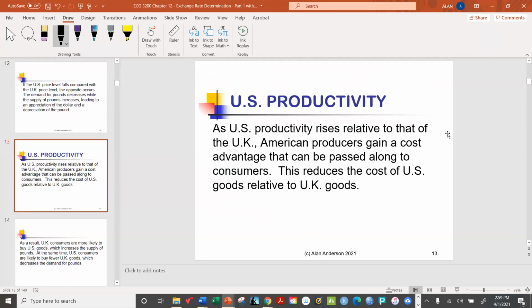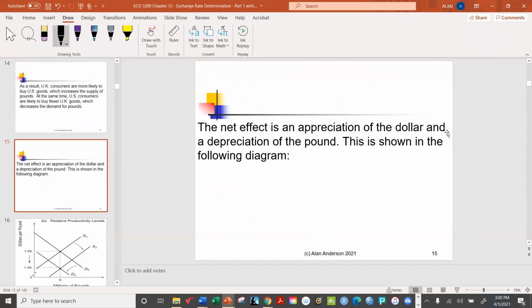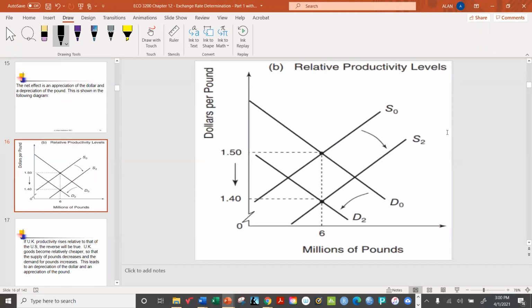Productivity. Now, this is the other extreme end of this. If our productivity goes up faster than the UK, that should lead to lower US prices compared to UK prices. And everything we just saw will work in reverse. In other words, our goods are becoming cheaper compared to British goods. And so we simply reverse both of these shifts. The supply of pounds will go up as the British try to buy more American goods. The demand for pounds will go down as Americans try to buy fewer British goods. And so therefore, you can see the exchange rate drops, and that means the dollar has appreciated.